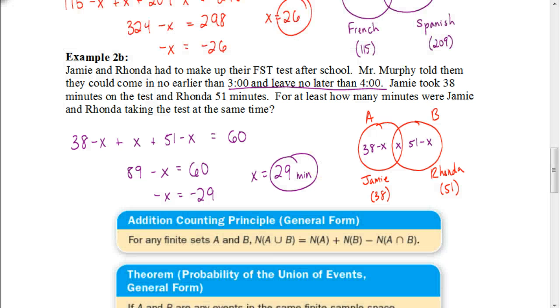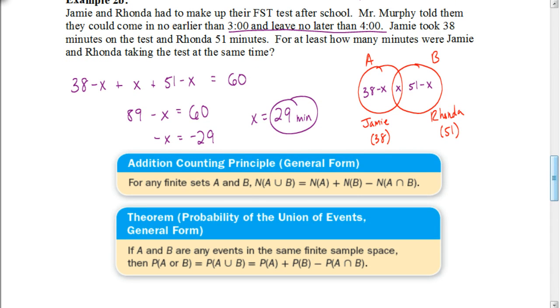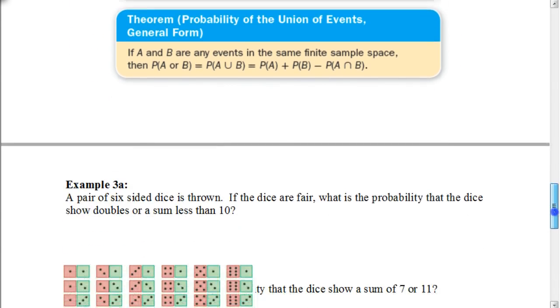So again, this was a situation that was not mutually exclusive. The two events had overlap, which gives us a situation where we have to know how to find the probability when there is overlap. It's very similar to the previous one, but we have to take into account the overlap, so we're going to subtract the probability of the intersection of those two events. So let's look at some examples where we're going to have to apply this.